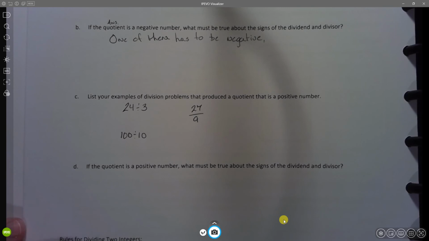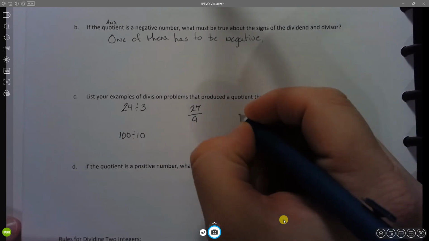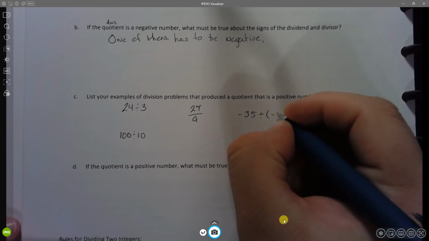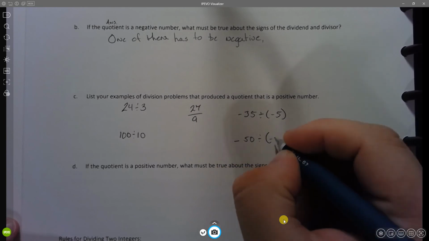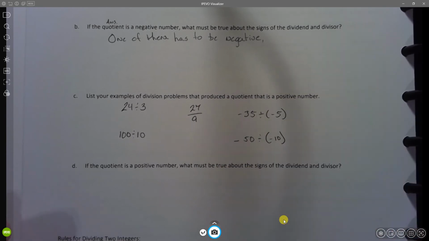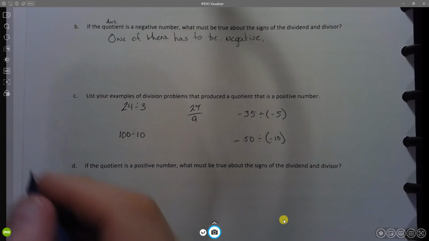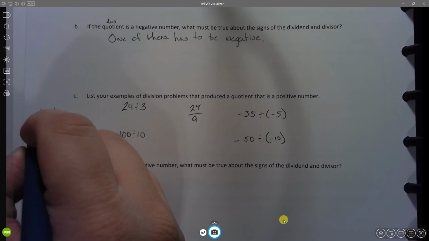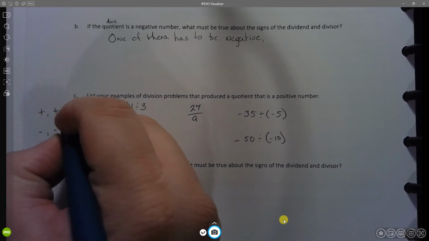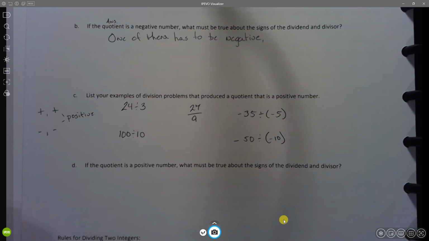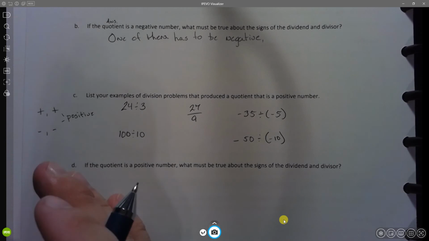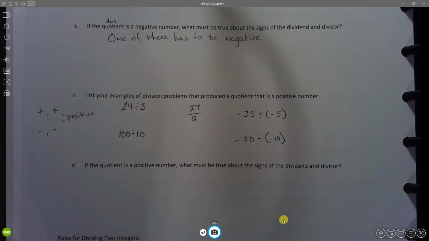Okay, now these are not the only ones. You could do a negative 35 divided by a negative 5, or you could do a negative 50 divided by a negative 10. Okay, there are two different types of problems that give a positive number, and we remember this when we were working with multiplication, because if we had the same sign, our answer was going to be positive. Same thing applies to when we're working with division problems. Okay, either both the dividend and the divisor have to be positive, or they both have to be negative in order for us to get an answer or a quotient that is a positive number.